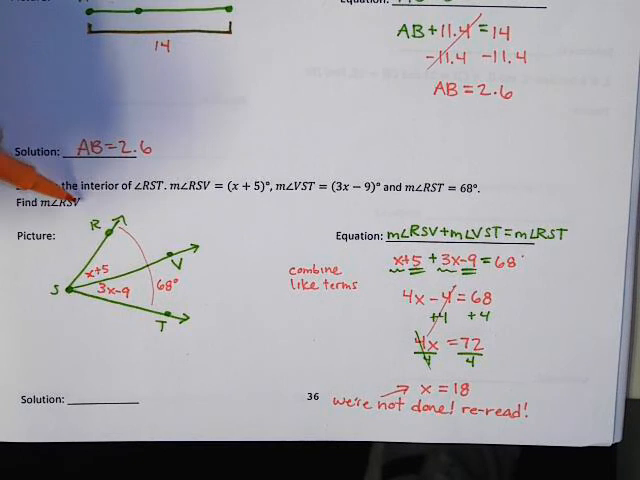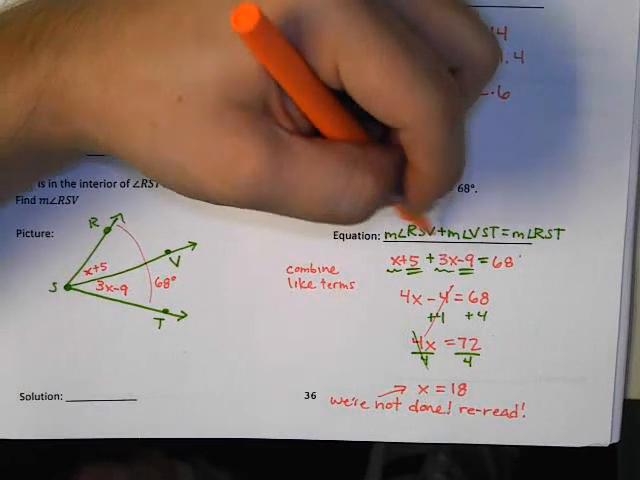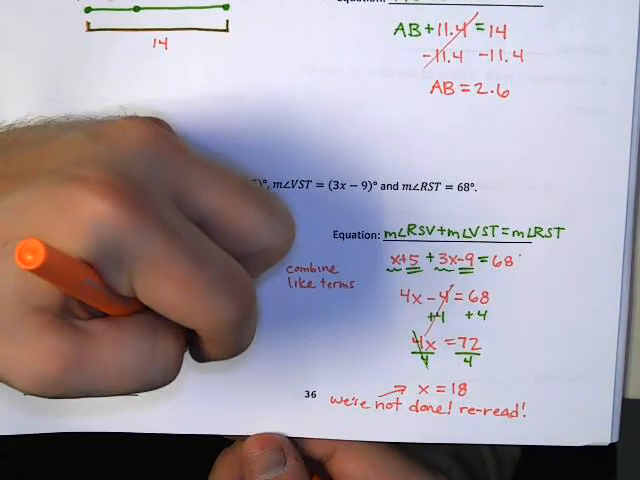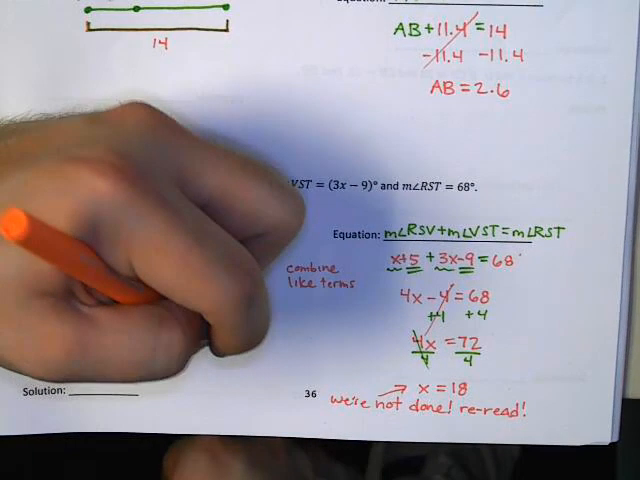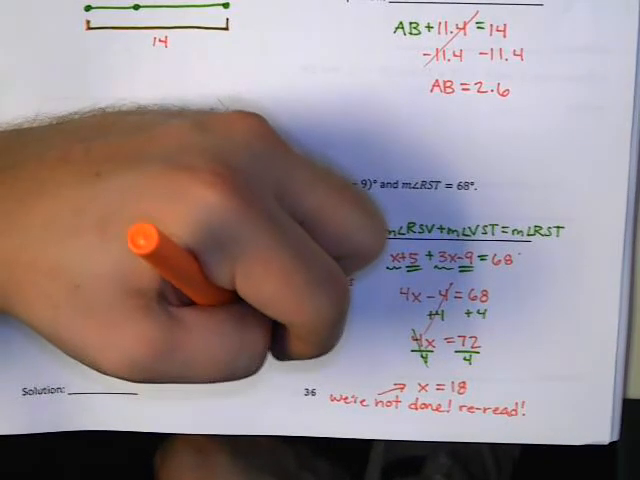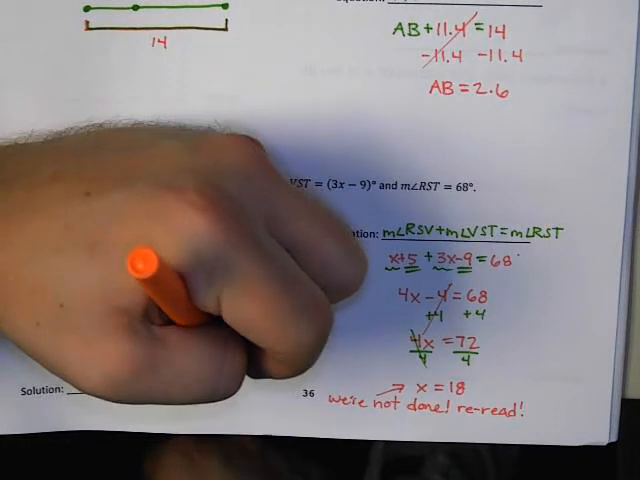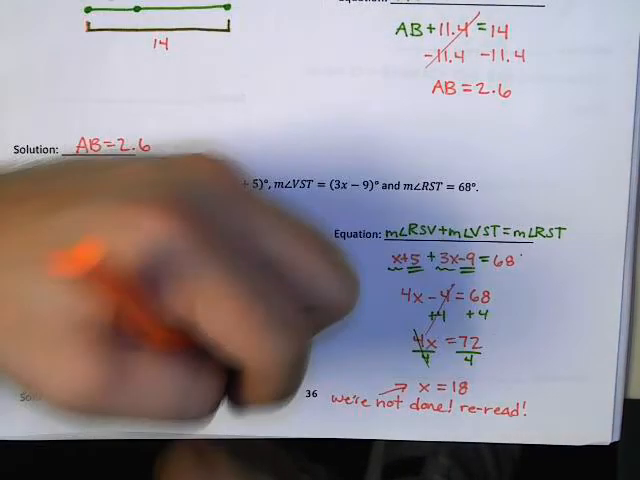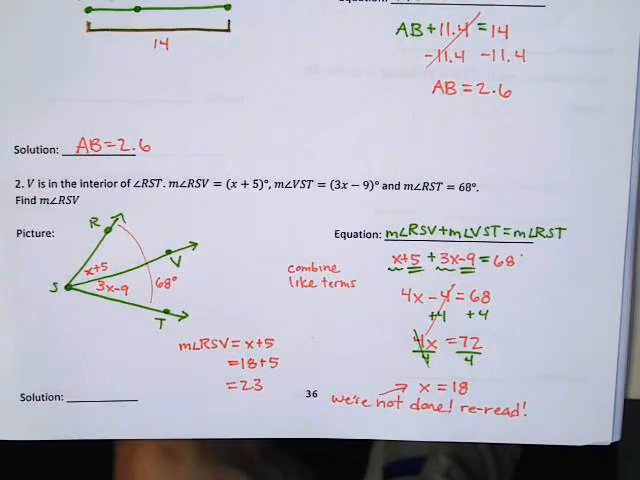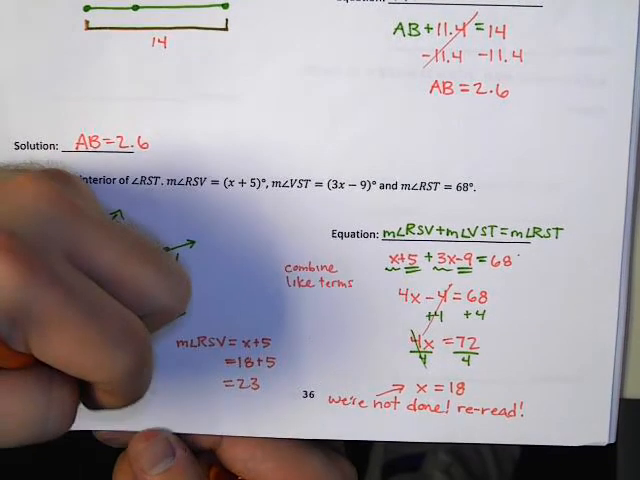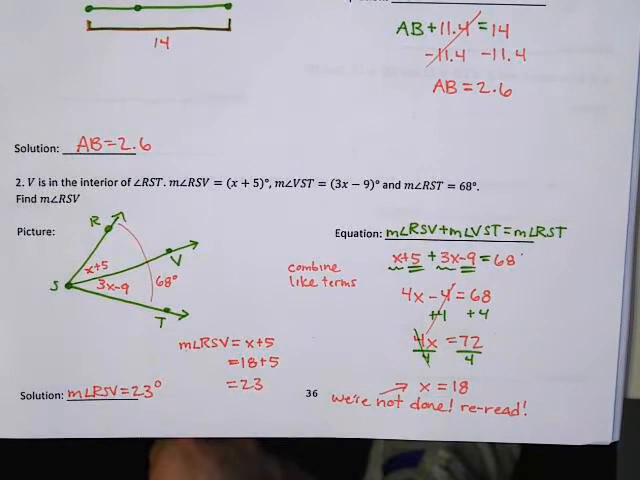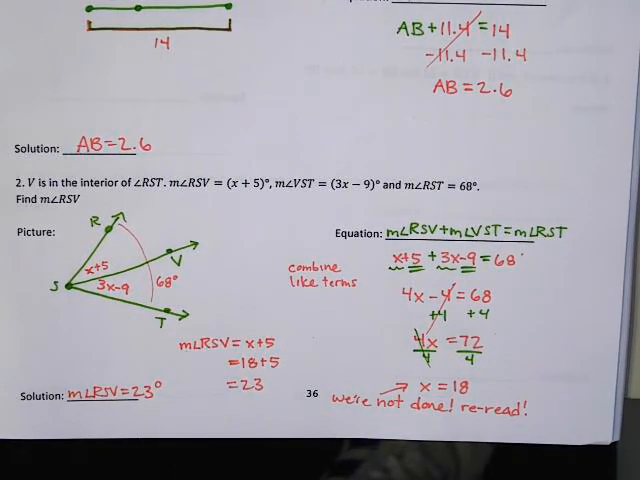Is the measure of RSV 18? No, because RSV is actually x plus 5. So we need to do a little bit more work. The measure of RSV is equal to x plus 5, and when I substitute, I get 18 plus 5, or 23. So now I can say that the measure of RSV is equal to 23 degrees. Nice and easy, I hope.